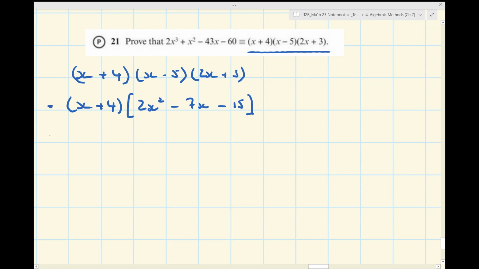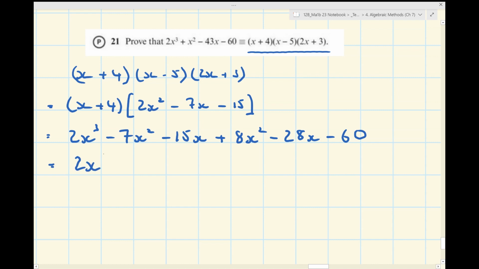So that's going to equal x lots of the first bracket, x lots of the second bracket. So I'm looking at the second bracket, and I'm simply multiplying everything by x, and then plus 4 lots of the second bracket. So I'm looking at the second bracket, and I'm simply multiplying everything by 4. And now I'm going to collect like terms. 2x cubed minus 7x squared plus 8x squared is plus an x squared. Minus 15x minus 28x is minus 43x, minus 60 at the end. Look at that. That's question 21 done.